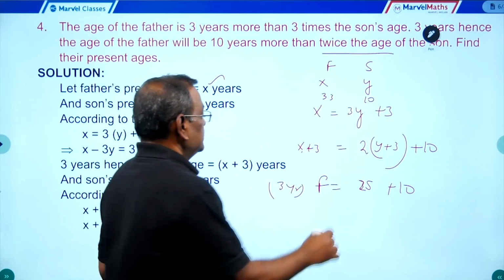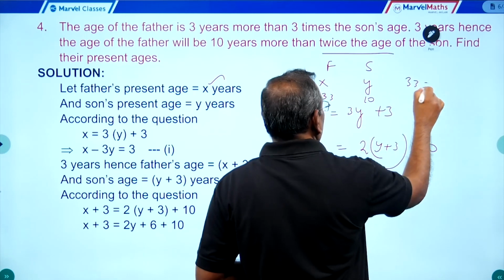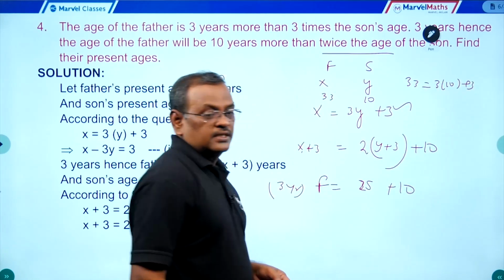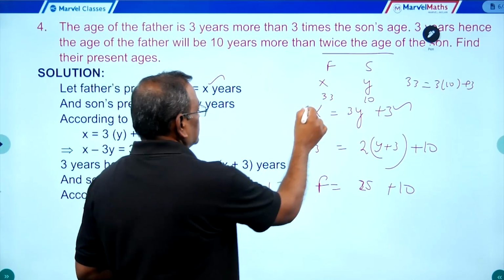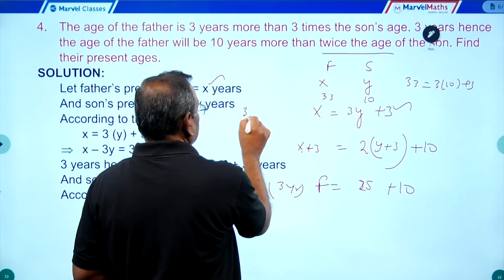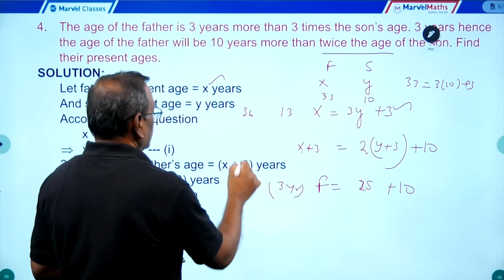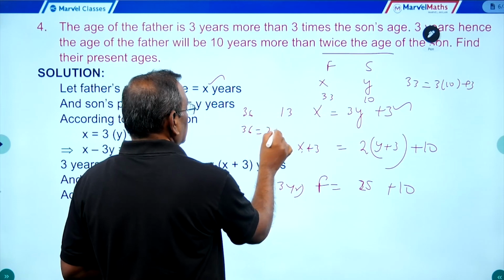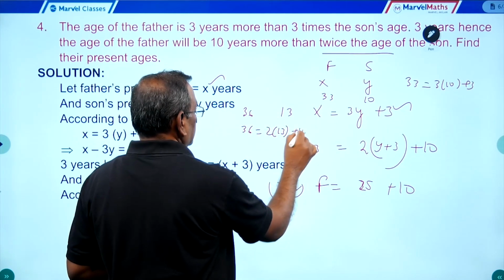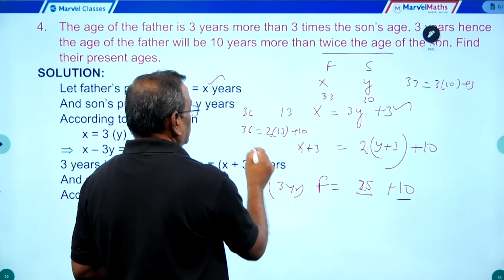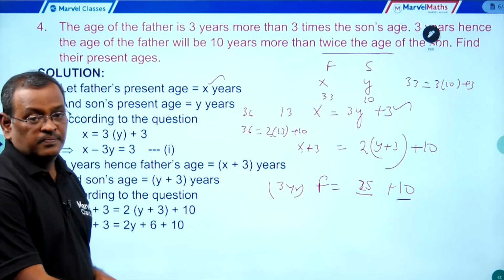Now this is the first condition: 33 equals 3 times son's age plus 3. The condition number 1 is satisfied. After 3 years, what is the father's age? Father's age is 36 and son's age is 13. So you can write 36 as 2 times 13 plus 10. Verify: 2 times 13 plus 10, 26 plus 10, 36. Your answer is correct.